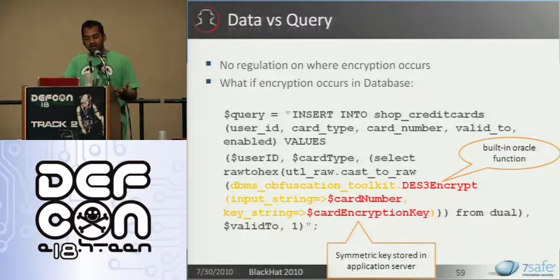Right, so what I wanted to find out was what this regulation says about where the encryption occurs. Should it occur at the database level, or at the application level? So what if the encryption occurs at the database layer? In this particular case, there is an application server, which is different from a database server, so you have a 3-tier architecture. For storing credit card information, we are doing an insert statement, and while inserting, we are calling a built-in Oracle function, DBMS_OBFUSCATION_TOOLKIT.DES3ENCRYPT. This DES3ENCRYPT function takes the card number as one argument and the encryption key as a second argument.